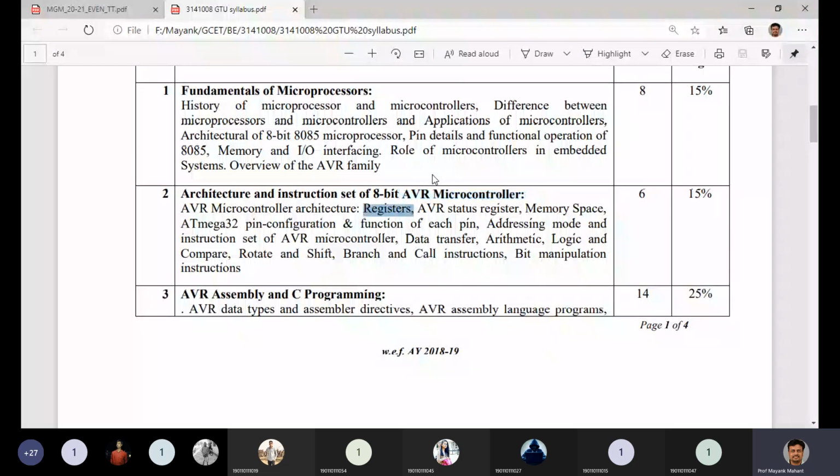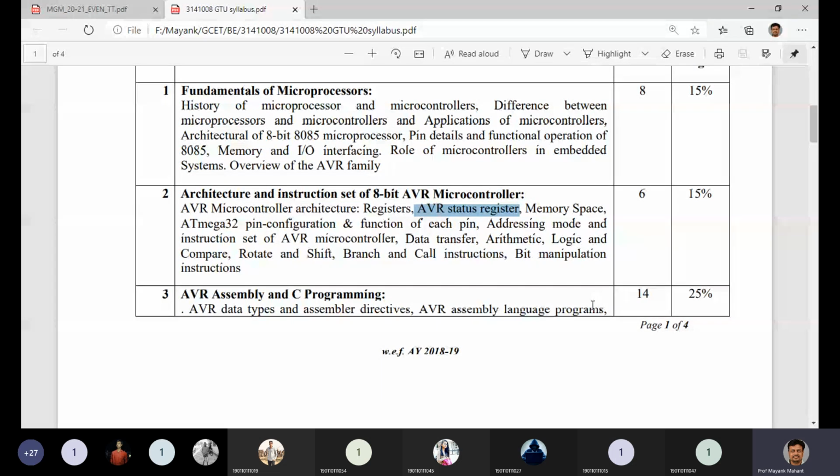Then we will be talking about the status register. The status register is a register where you get the status of the CPU. When processing is being carried out, we need to know the status of the CPU. Let me give you a very simple example: let's say I have two numbers.